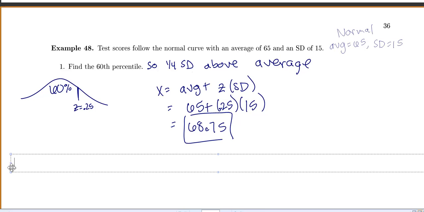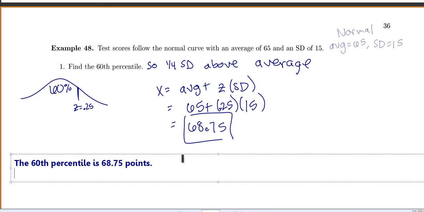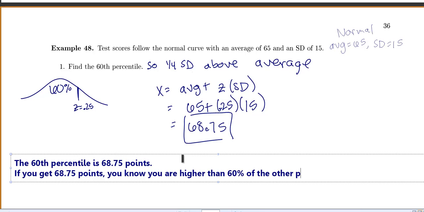So what does this tell us? This tells us the 60th percentile is 68.75 points. And specifically, what does that tell you, and why do we really care? This means that if you get 68.75 points, you know you are higher than 60% of the other people. At this point, you've all taken standardized tests in school or the ACT to get into college, and they always report your scores in percentiles. And this is what percentiles tell you.